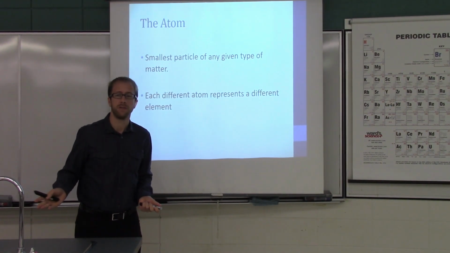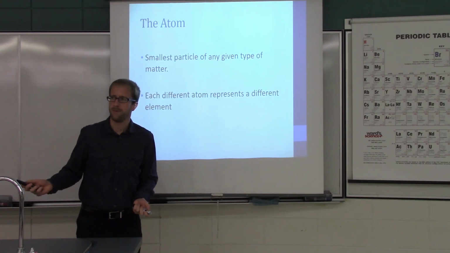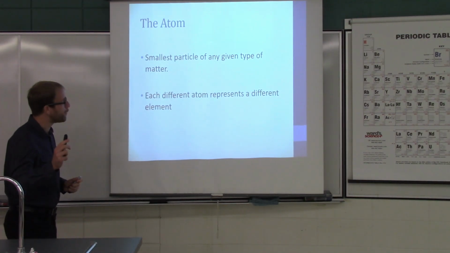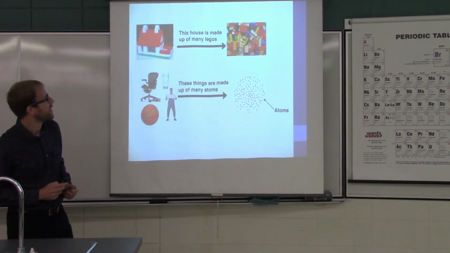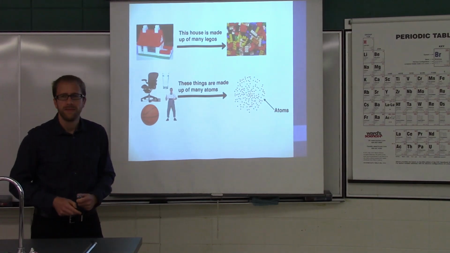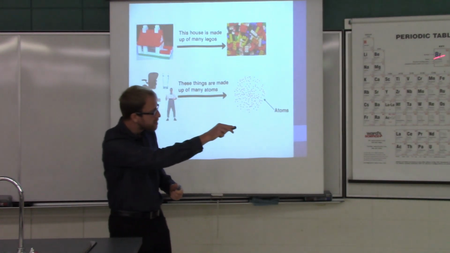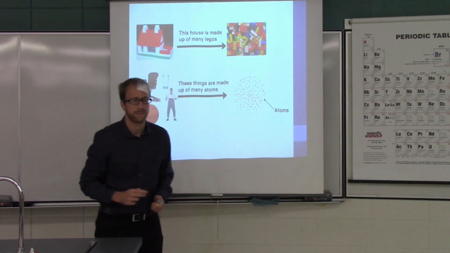Atoms that have what? If it's neutral, it has the same number of protons and electrons. Oh, good. You guys do remember something. You were lying before. Same number of protons and electrons. So, just like this house here is made up of Legos, all matter is composed of these basic building blocks.